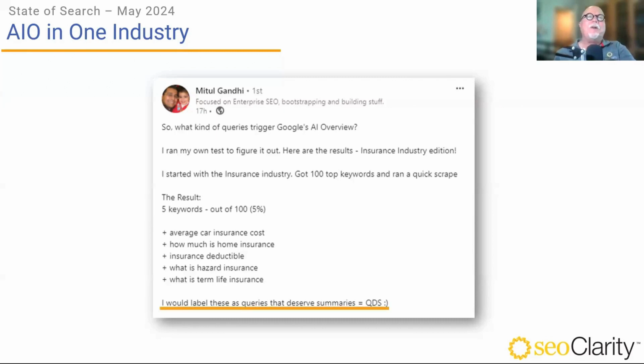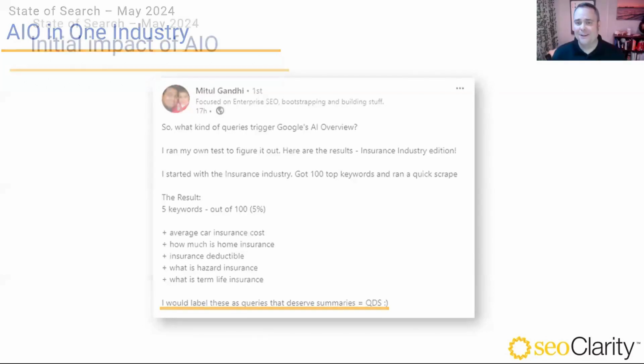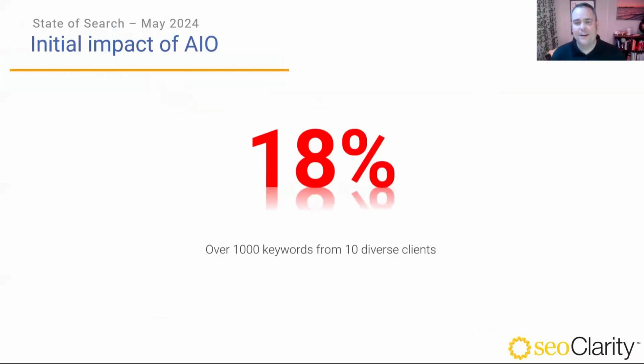Oh, by the way, I just want to mention that Middle came up with a little term that I really love and I'm going to be using a lot, and that is QDS, or Query Deserves Summary. It's not a Google term, but it's simply the way we can talk about how Google decides, does this query deserve an AI summary? I think it's really a good way to put it. All right, drum roll.